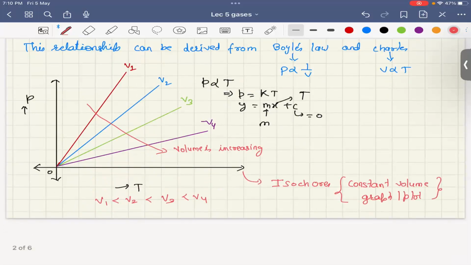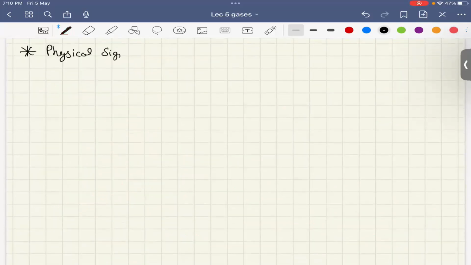The next is physical significance of Gay-Lussac's law. Pressure in well-inflated tires of an automobile is almost constant. But on a hot summer day, this increases considerably and the tire may burst if pressure is not adjusted properly. Similarly, during winters, on a cold morning, we find that pressure in the tire of a vehicle decreases considerably.